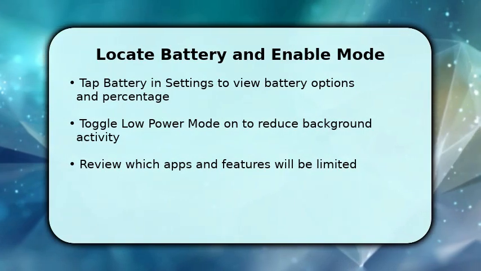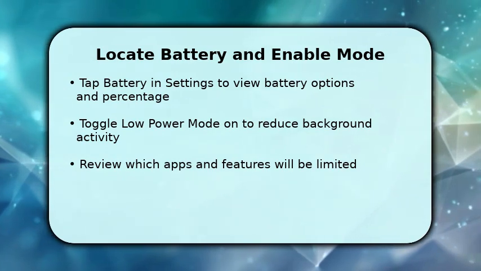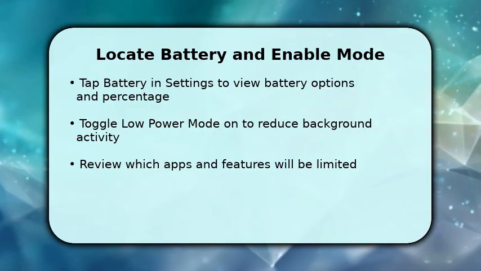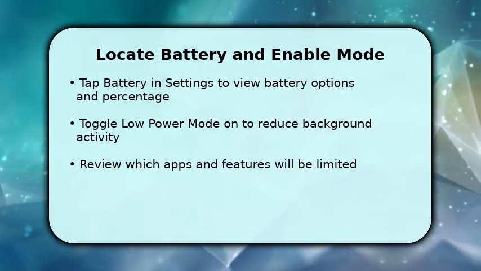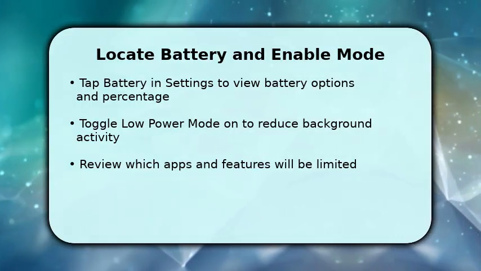Once in Settings, scroll to and tap Battery. This section shows battery percentage and usage. Then locate Low Power Mode and toggle it on. You'll see the battery icon turn yellow sometimes. You do this because Low Power Mode reduces background fetches, automatic downloads, and some visual effects to extend charge.